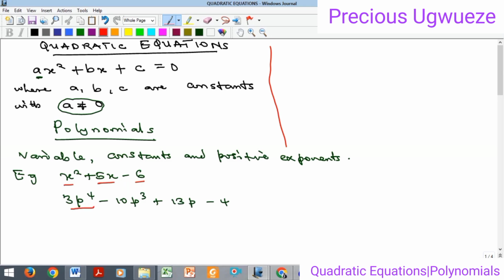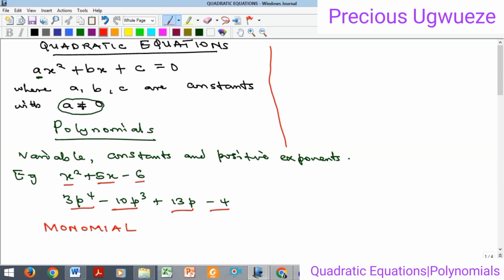And how many terms are here? 4 terms: 3p raised to power 4, minus 10p raised to power 3, 13p, and then minus 4. So there are about 4 terms. Now, in every polynomial, each of the terms is called a monomial. So you call the terms monomials. That is to say that this particular polynomial has 3 monomials, and this one has 4 monomials.